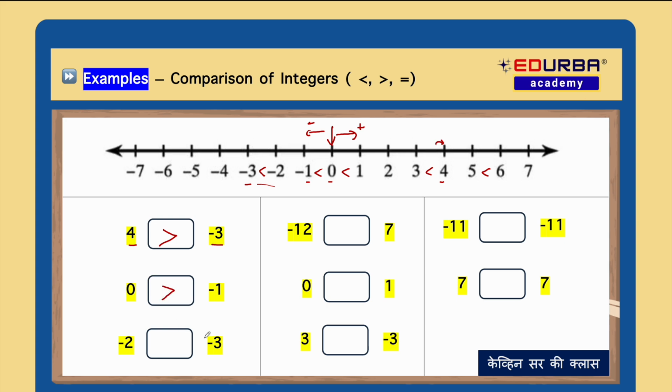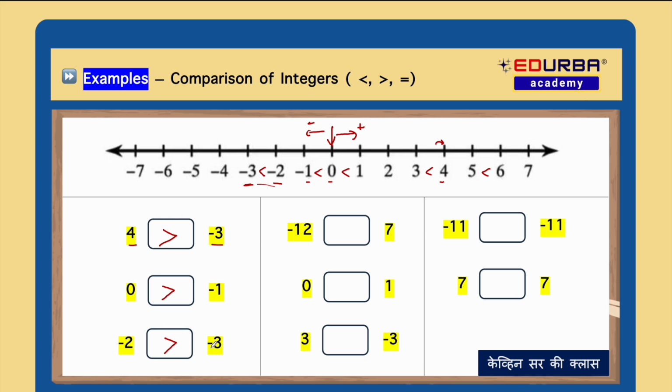Now we have -2 and -3. Many of you find it tricky when both the numbers are minus. That's why we have to be very careful. So you have to find them on the integer line. You see here -2 is here and -3 is here, and -2 is at the right side. That means -2 will be greater than -3.